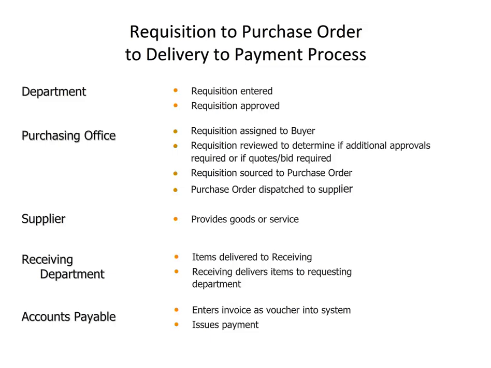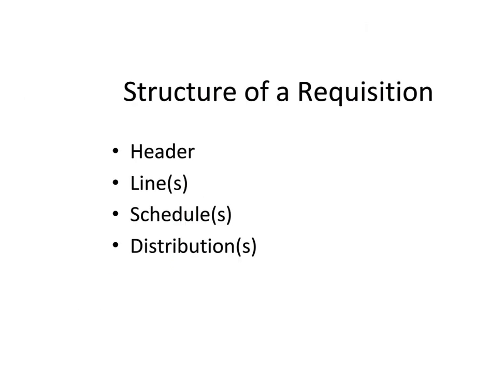The supplier typically bills on shipment. Accounts payable enters the invoice into the system as a voucher, which is matched up against the purchase order and receipts. If matching is successful, payment is generated. With an understanding of the big picture, let's finally discuss the requisition itself.